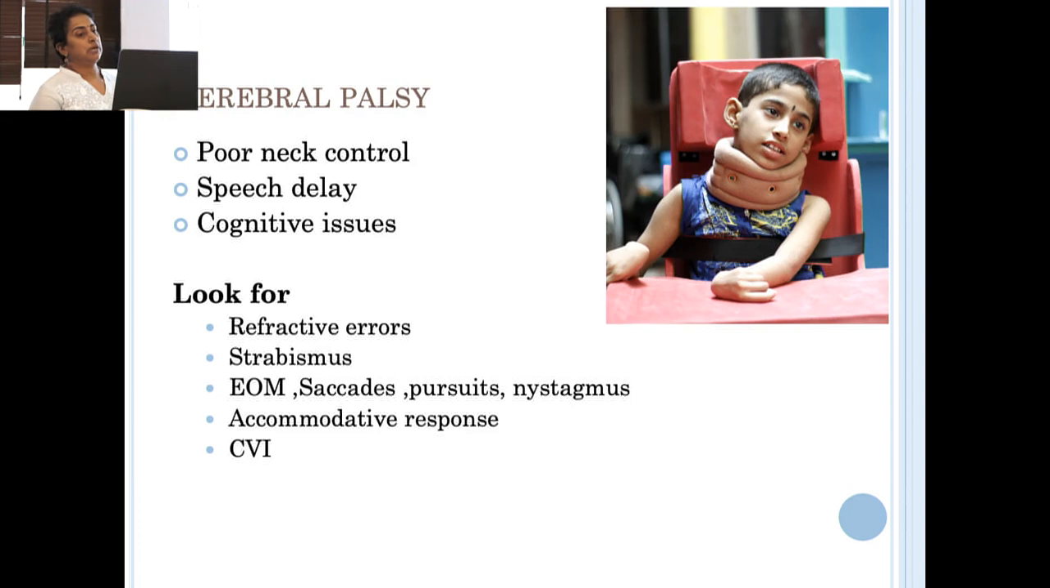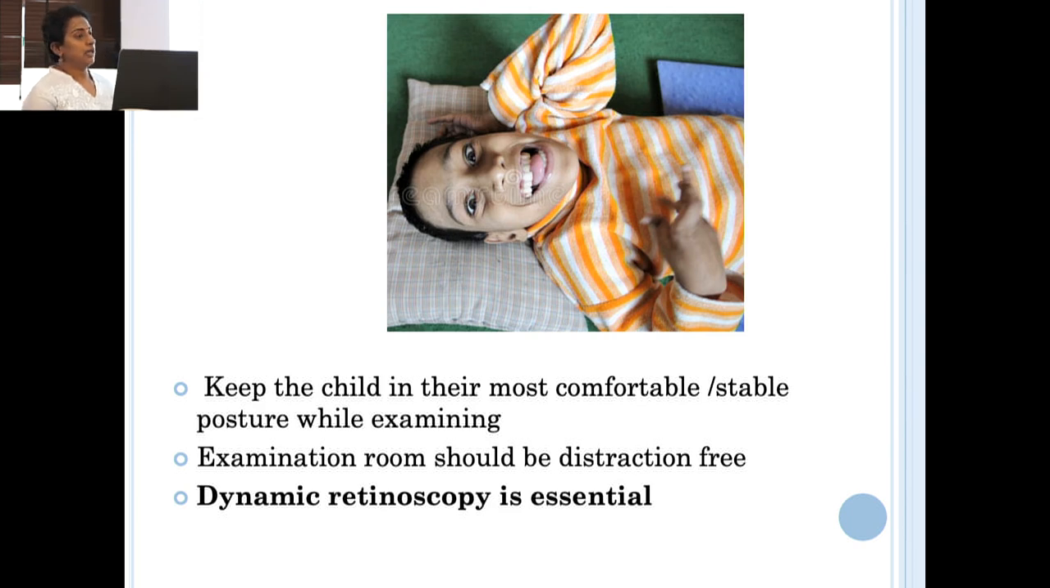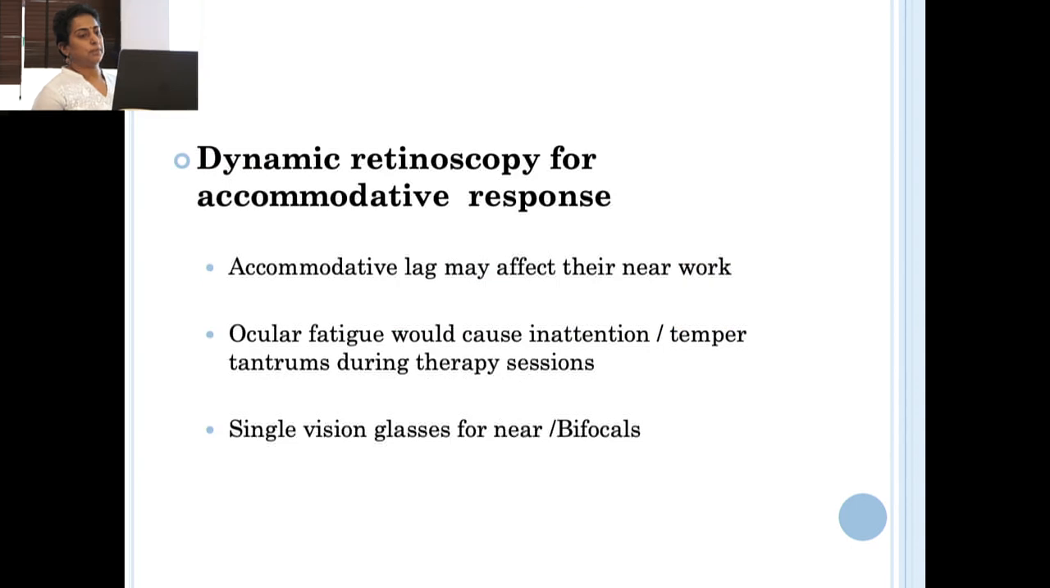Well-fitting spectacle is very important for good compliance. Now coming to cerebral palsy, the child may have poor neck control, associated motor disabilities, speech delay, etc. In these kind of children, you should specifically look for refractive errors, extraocular motility issues, and in specific accommodative response and cerebral visual impairment. Keep the child in their most comfortable or stable position while examining. That ensures their cooperation. Then the examination room should be distraction free and dynamic retinoscopy should be done whenever possible.